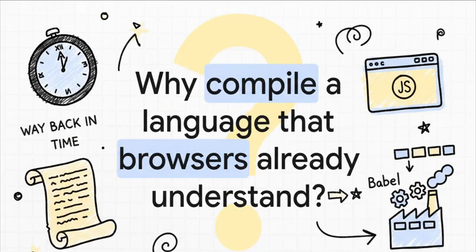It's a weird question when you think about it, right? I mean, browsers are built from the ground up to understand and run JavaScript. So why in the world would we need something called a compiler for it? Well, to get to the bottom of that, we actually have to take a little trip back in time. Way, way back to the very start of JavaScript itself.